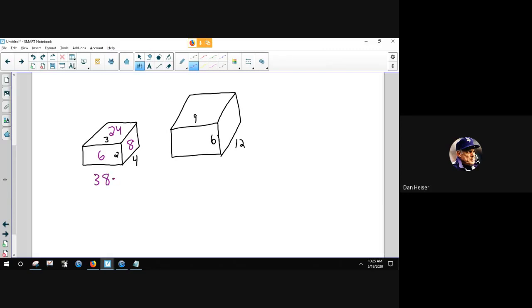But because we have to double it to account for the others that are missing, for example, there's a back that's missing, there's another side here, and there's a bottom. You get a total area of 76.